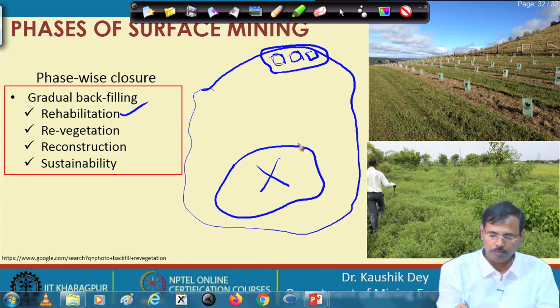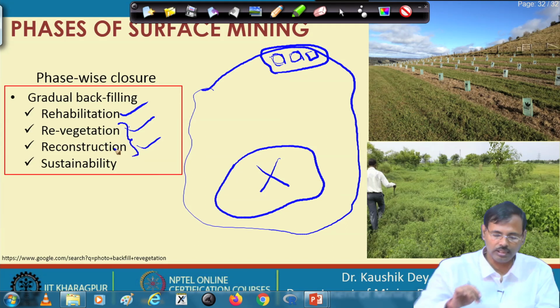Before the mining, the place may have had some forest or abandoned area, or sometimes a township, or sometimes agricultural fields. So, when we have completed the mining, we cannot leave a big hole in that area and leave it like this. Either we have to go for revegetation or reconstruction.